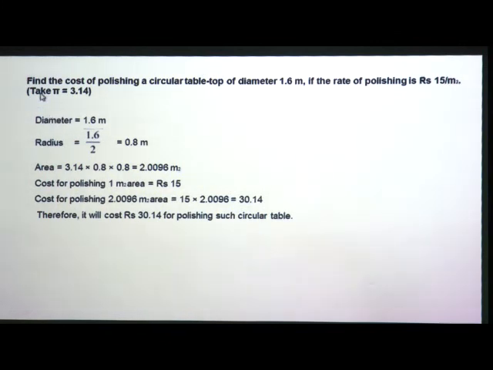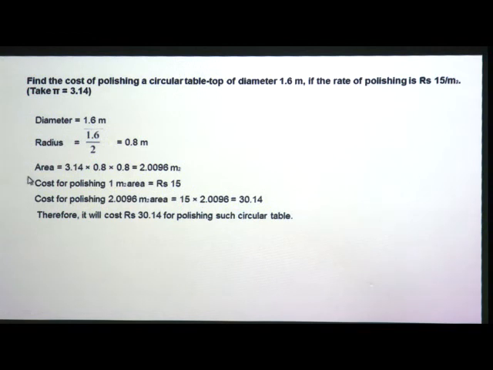First, in the question itself the value of pi is given to us in decimal, that is 3.14. It is a standard value. First we will jot down what is given in the question. Diameter is given to us as 1.6 meter. Radius is nothing but half of the diameter, so 1.6 upon 2 is equal to 0.8 meter. Because the diameter is in meter, the radius will also be in meter. After reduction, 1.6 by 2 we get 0.8 meter. That is the radius.